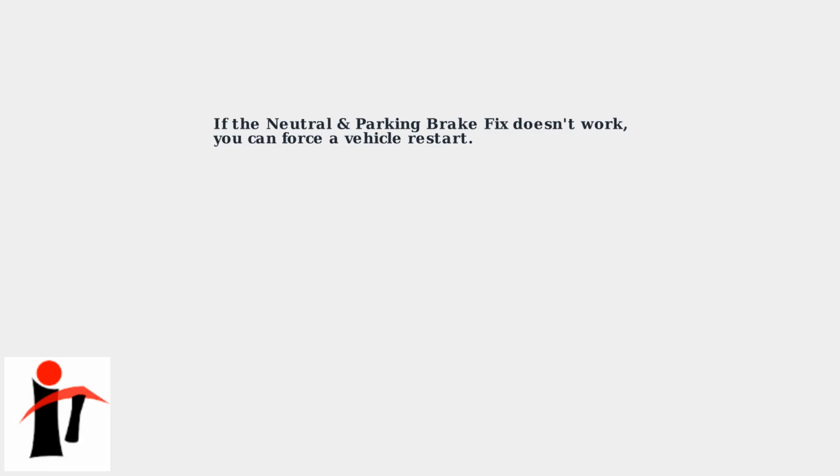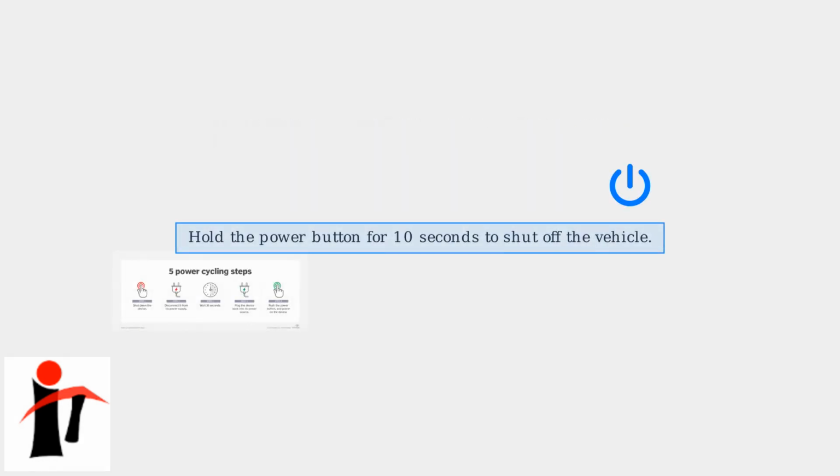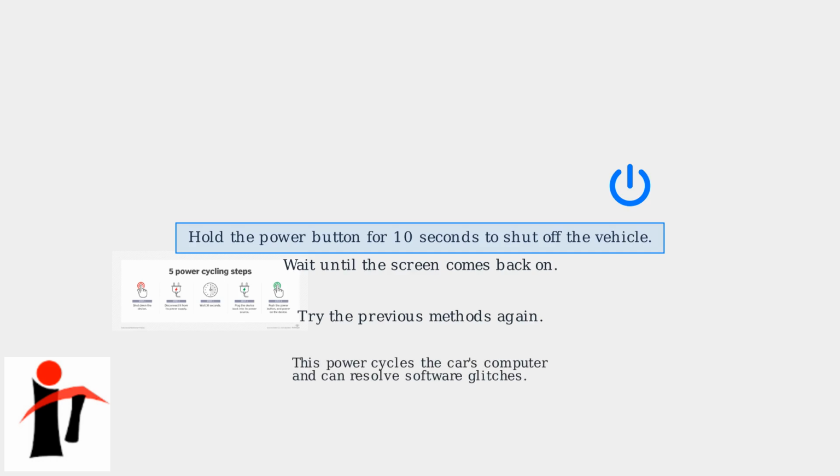If the neutral and parking brake fix doesn't work, you can force a vehicle restart. To do this, hold the power button for 10 seconds to shut off the vehicle. Then wait until the screen comes back on and try the previous methods again. This power cycles the car's computer and can resolve software glitches causing the issue.